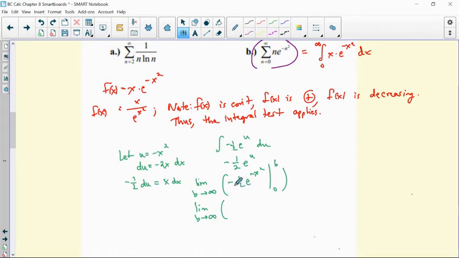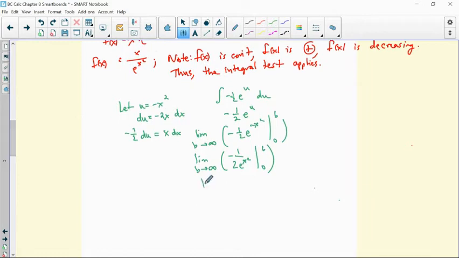Let's see. I'd rather have that e to the negative x squared in the denominator. So it's negative 1 over 2 e to the x squared when evaluated from 0 to b. So one more time, right? Limit as b approaches infinity of negative 1 over 2e to the b squared minus, we have the negative 1/2. I just put the negative up there, but there should definitely be two negatives, e to the 0.